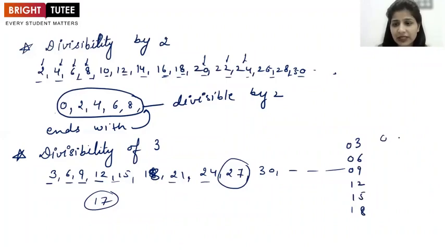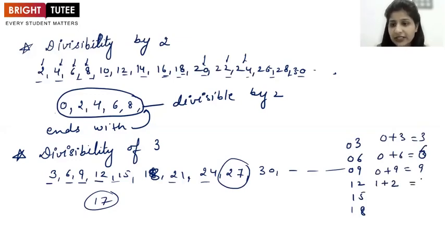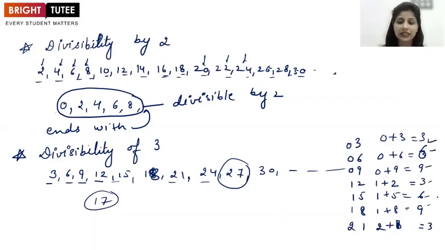It will be 0 plus 3, that is 3 only. And 0 plus 6 is 6 only, then 0 plus 9 is 9. For 12, I have to add both the digits, I get 3. 1 plus 5, I get 6. 1 plus 8, I get again 9. Then next is 21, so 2 plus 1 is 3. You see, again it is repeated: 3, 6, 9, 3, 6, 9, like this we are getting.